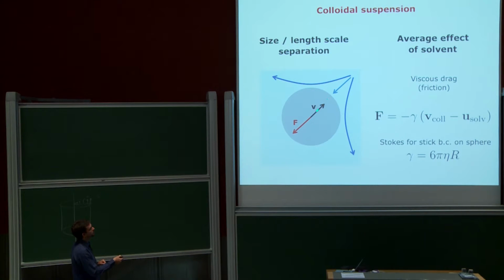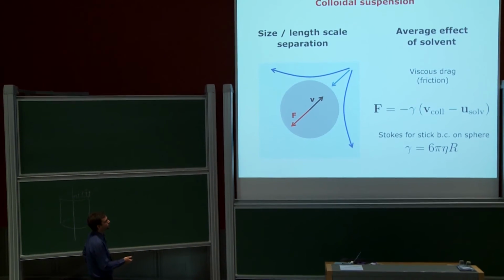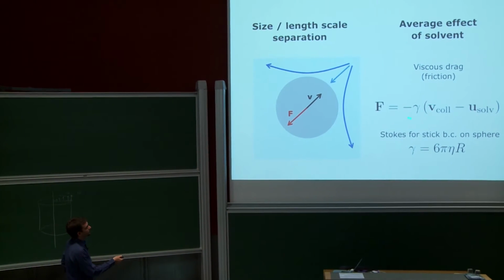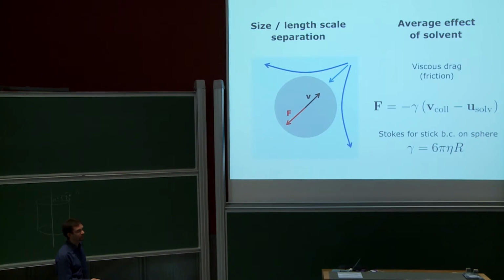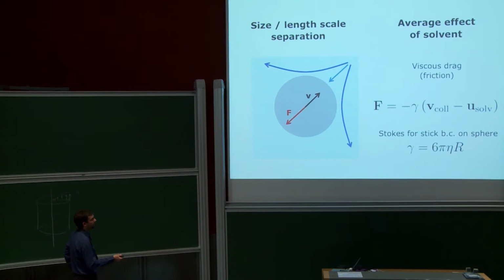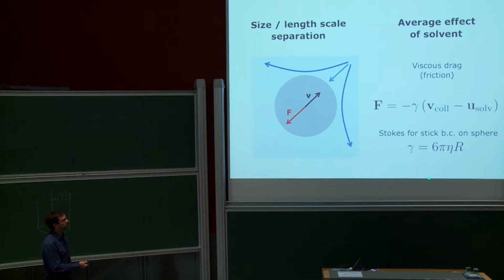And it has a contribution that comes from the velocity of the particle and also a contribution from the velocity of the fluid. So if the velocity of the particle was equal to that of the suspending fluid, you would not feel this drag force. So it has to do with the relative motion of the particle with respect to the fluid. And there is a term here that is called the friction coefficient, which you probably already know. For a sphere with stick boundary condition, you can express this friction coefficient as a function of the viscosity of the fluid and the radius of the particle.